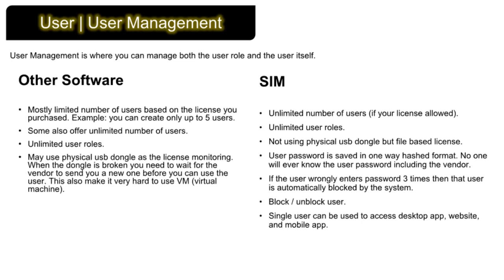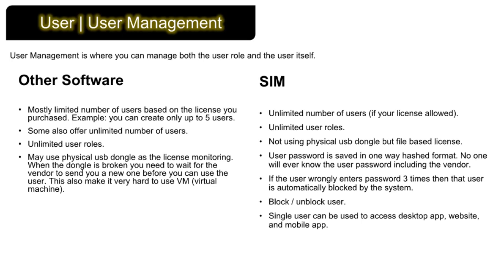Some even still use a physical USB dongle as the license monitoring system. When a dongle is somehow broken, then you need to wait for the vendor to send the replacement before you can use the software. How about your existing system, Mike? Fortunately, my existing system does not incorporate such limitation. How about in SIM, Lisa? Well, in SIM you can have as many as needed for both roles and users.